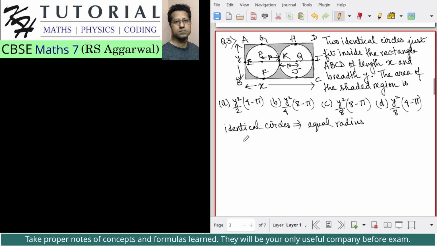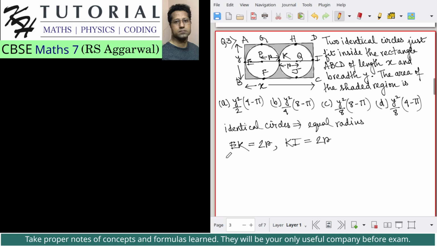So we will have EK, which is the diameter of the circle with center P. So it will be twice R. And KI will be the diameter of the circle with center Q. So it will also be twice R, since the two circles are identical and the radius is the same, R.